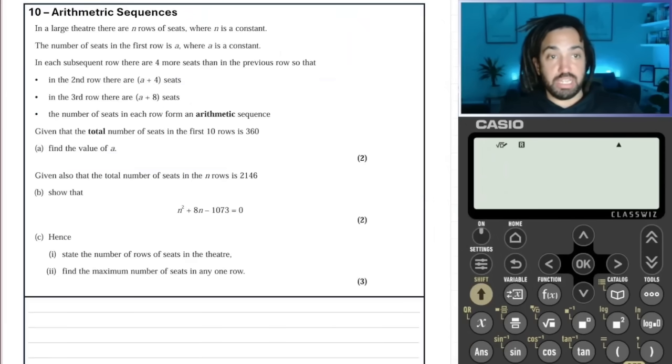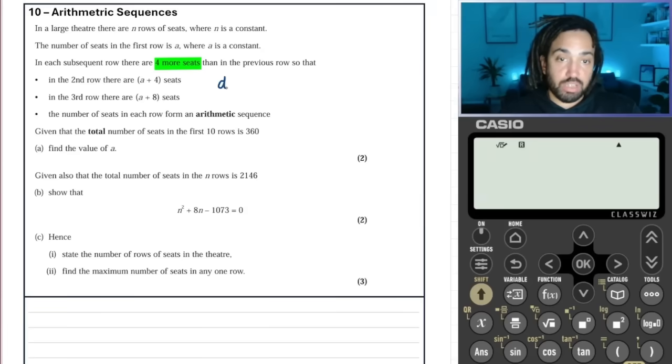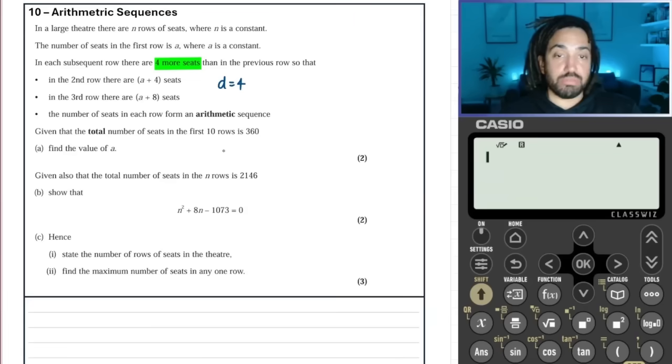Okay, beast question here. Lots of reading, which I don't like. In a large theatre, there are n rows of seats, and the number of seats in the first row is A, and then each subsequent row, there are 4 more seats. So this is an arithmetic series, and clearly we are adding on 4 seats each time.